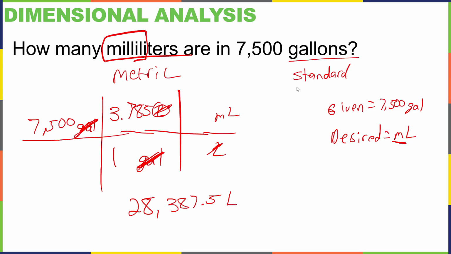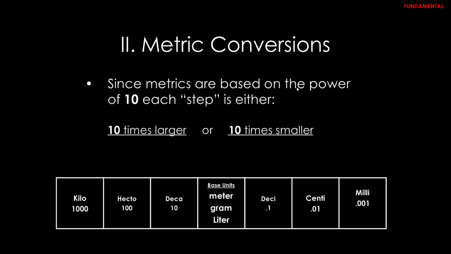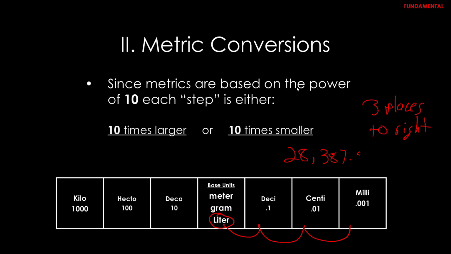So let's visit a previous slide here. We are in liters, and we want to go over to milliliters. As you can see, we go over 1, 2, 3 places to the right. So we're just going to move our decimal over 3 places to the right. We've got 28,387.5, and that is in liters, and we want to go to milliliters. So we're going to move our decimal over 3 places to the right.